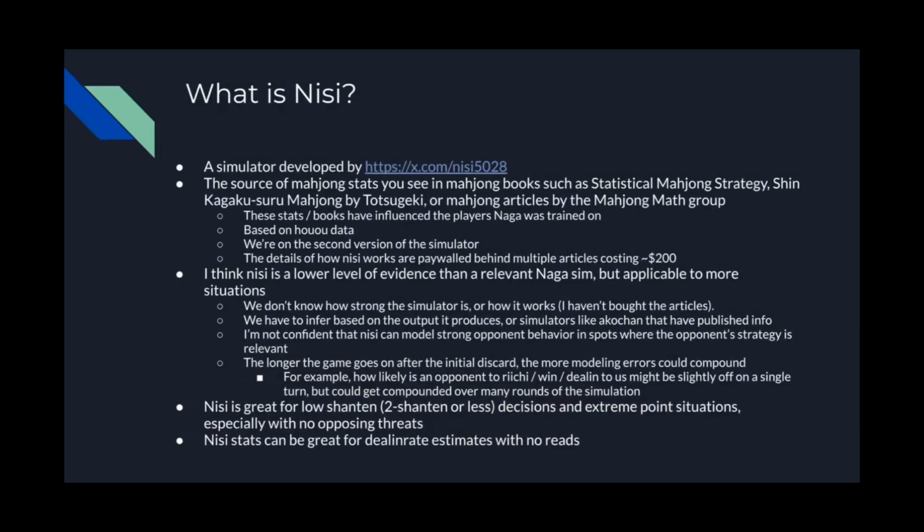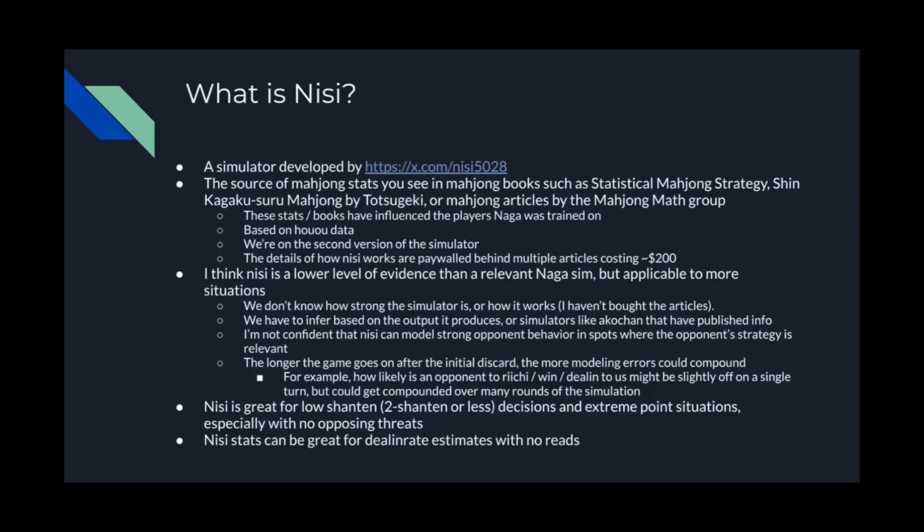We also don't know how strong the simulator is. I would guess it's weaker than Naga if you had Nisi play against Naga, but we don't have that data. I think one flaw about Nisi is that each turn that is simulated, there may be some small errors. Like they might underestimate how likely an opponent is to Riichi or win or deal into us. And the more turns go on, the more those errors can compound. So I think that Nisi is best applied when you don't let those errors compound.